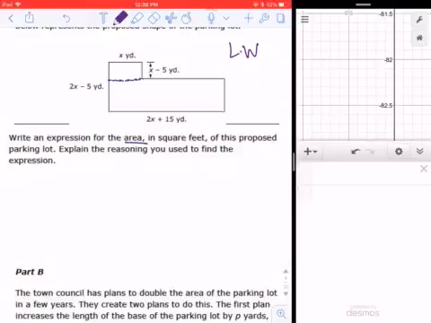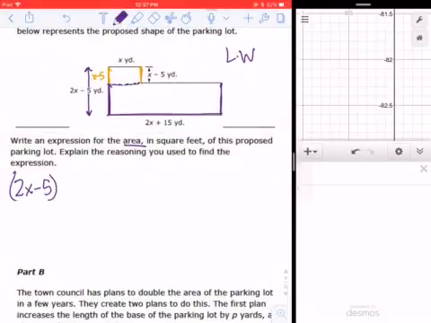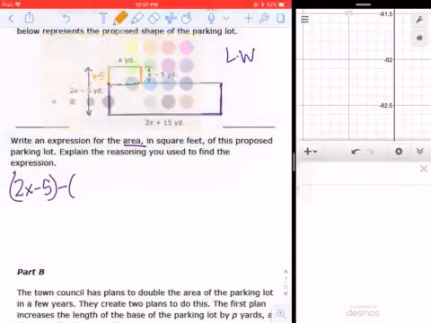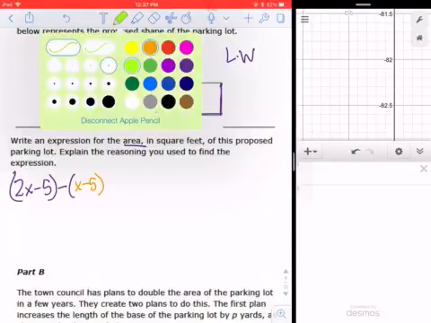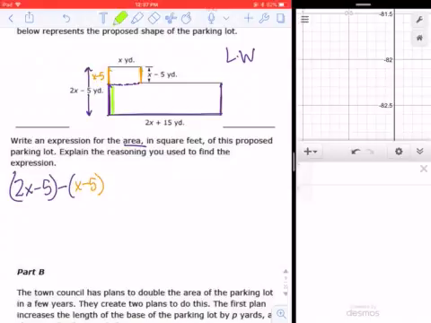Right? I know the distance here, and I need to know the distance here, or I can find this distance over here. I know that this whole thing from here all the way to there is 2x minus 5, and the orange section is x minus 5. So if I take the whole thing, 2x minus 5, and subtract the orange part, x minus 5, that gives me what's left over, which for now I'll call the green part.